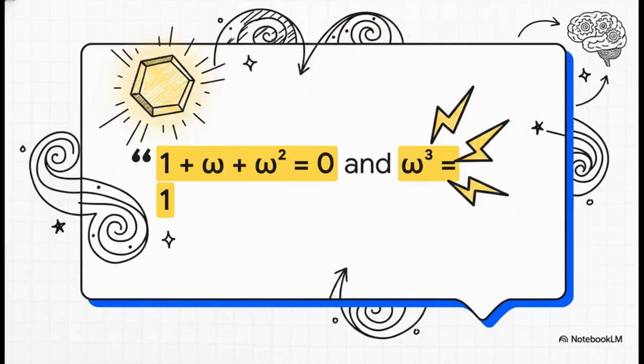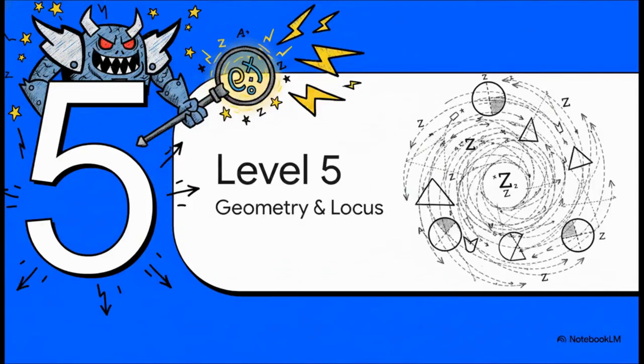And speaking of essential power-ups, you absolutely have to memorize the cube roots of unity identities. 1 plus omega plus omega squared equals 0, and omega cubed equals 1. Seriously, I cannot stress this enough. These specific properties of omega show up in at least one JEE question every single year without fail. Burn these formulas into your brain right now. We are making great progress.